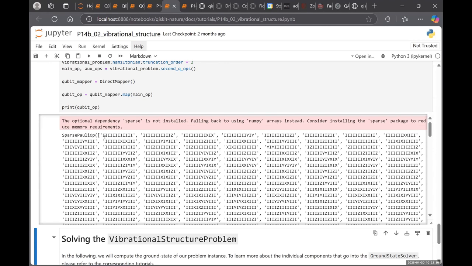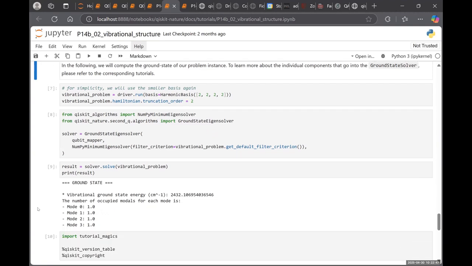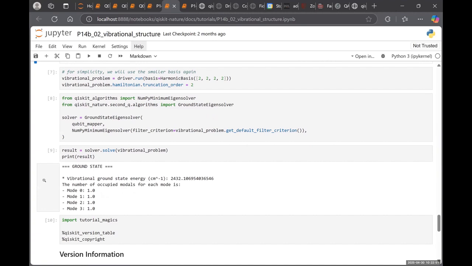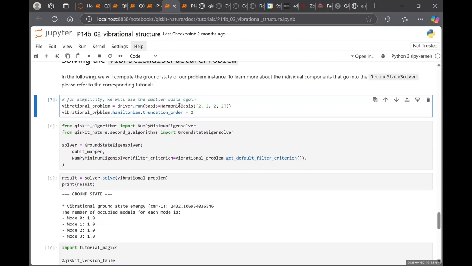Okay, how many qubits do we have? 2, 3, 4, 5, 6, 7, 8, 9, 10. Okay, so the number of modals in each mode you use would change the number of qubits. Okay, they change it back to 2, 2.